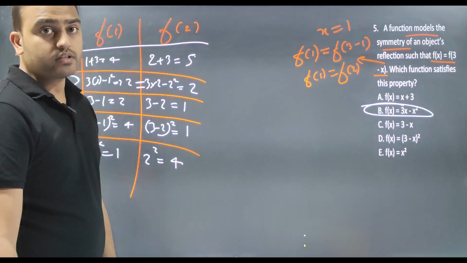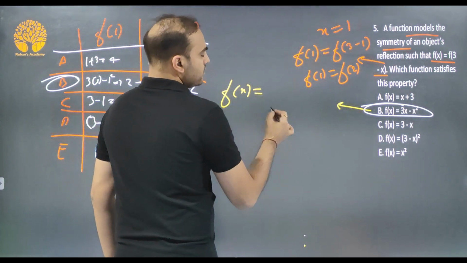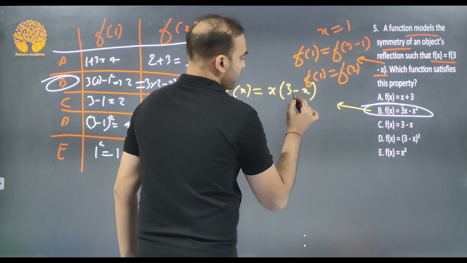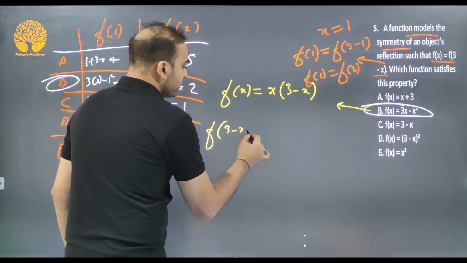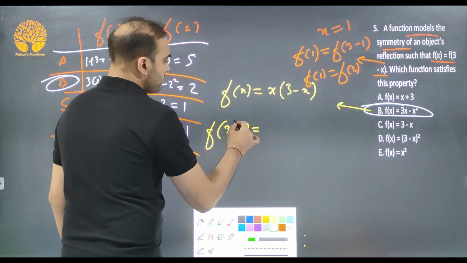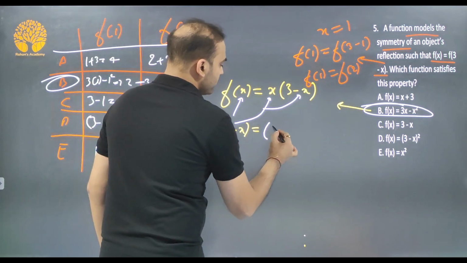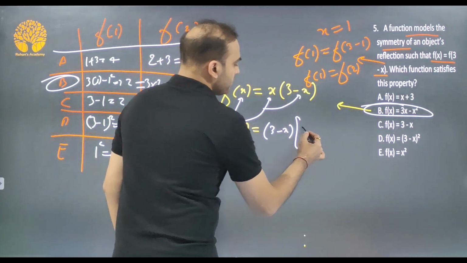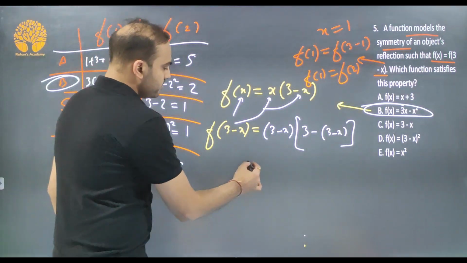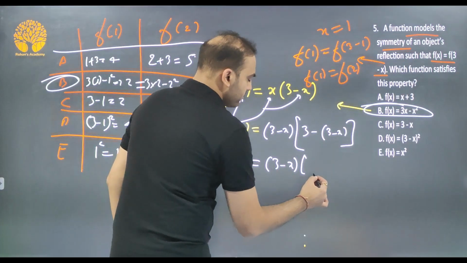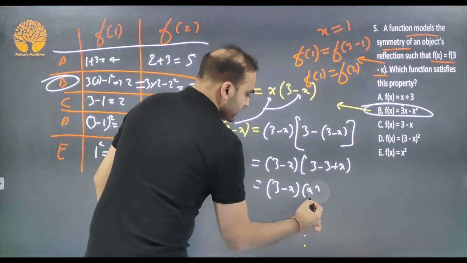Now had I been solving this theoretically, let's directly solve B option then. F of x is x into 3 minus x. So that is f of x. What will be f of 3 minus x? In place of x, we have to substitute 3 minus x. So that will be 3 minus x bracket 3 minus 3 minus x. This is 3 minus x bracket 3 minus 3 plus x. 3 minus x into x, right?